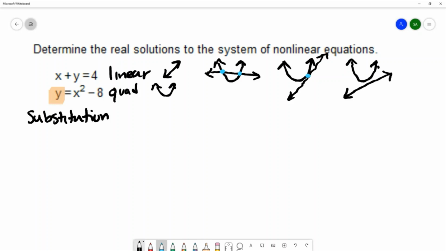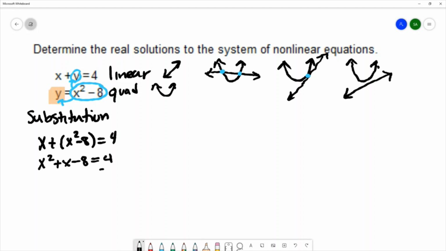So the first step was already done for us. The equation is solved for y, and I want to substitute that into the other equation for y, because this equals y. So when I make that substitution, I'll have x plus x squared minus 8 equals 4. This gives me a quadratic equation. Let me rearrange the terms. That's x squared plus x minus 8 equals 4. I'll move all those terms to the same side and solve this quadratic by factoring.